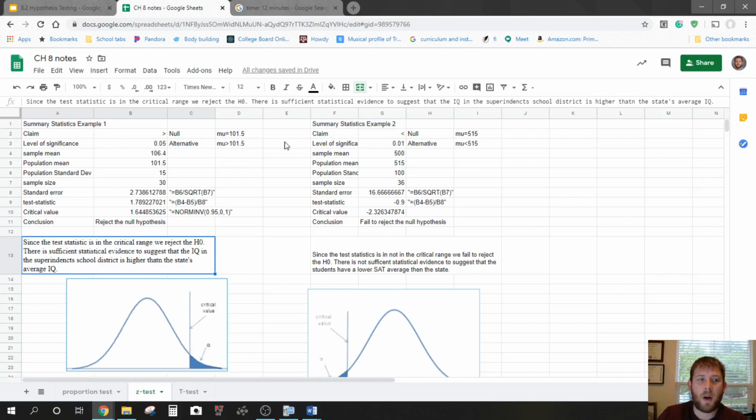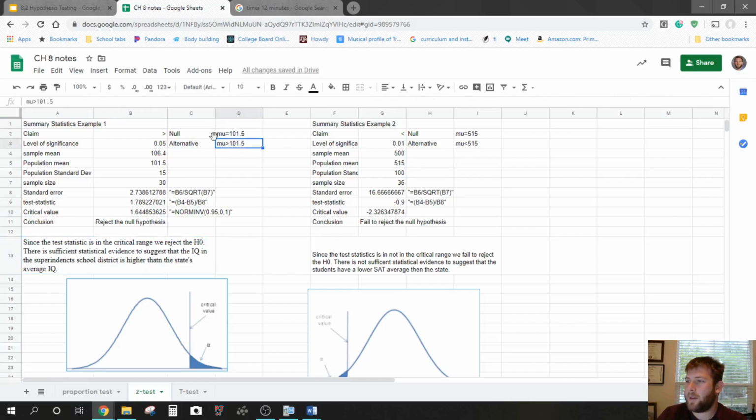Okay, so here is the information we have so far. Here's my null and alternative. First thing we did, say the claim was greater than. Level of significance, that's alpha, 0.05. Population mean, sample mean, standard deviation, sample size, standard error, which is the standard deviation divided by the square root of the sample size. This is the sample mean minus population mean, all divided by standard error.